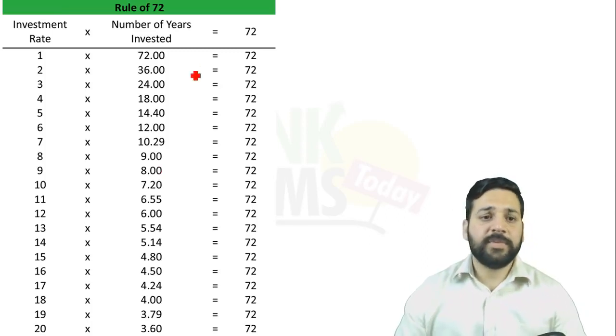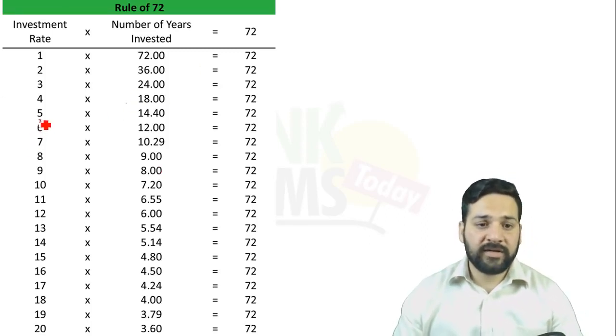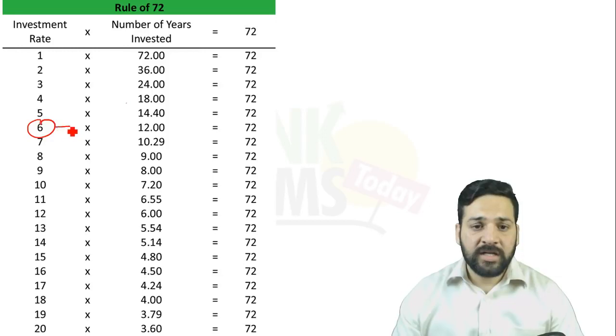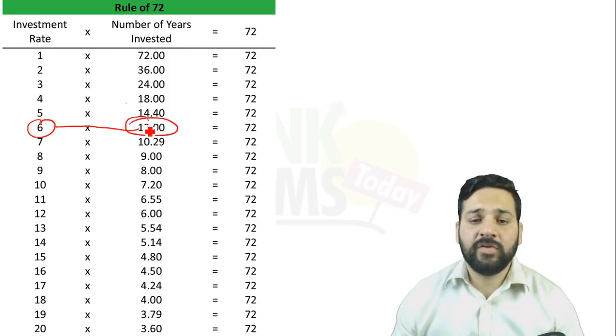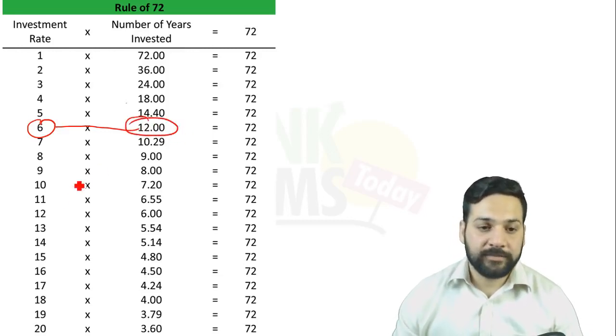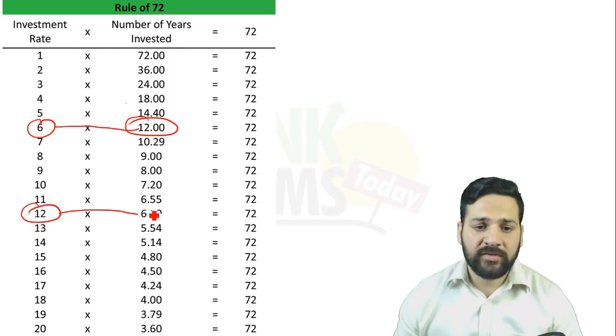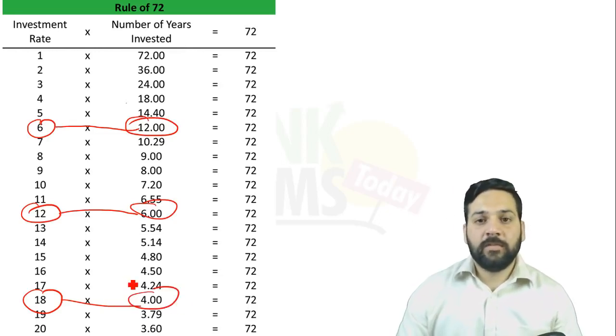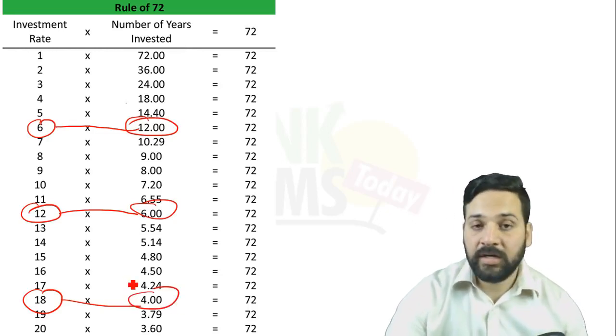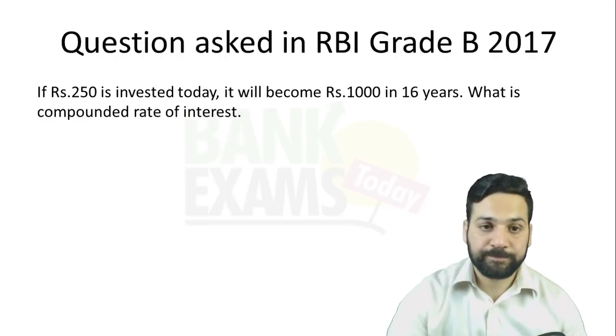So no need to remember this. If the rate of interest is 6%, then you need to invest it for 12 years to double the sum of money. If the rate is 12%, you need to invest it for 6 years. If it is 18%, you need to invest it for 4 years. The interest is compounded annually.